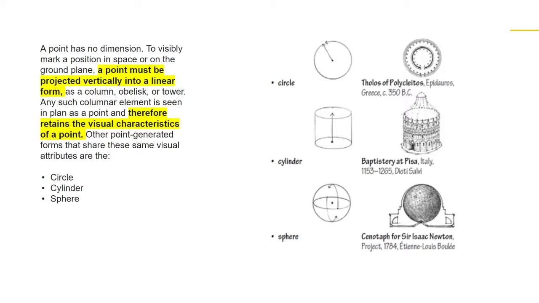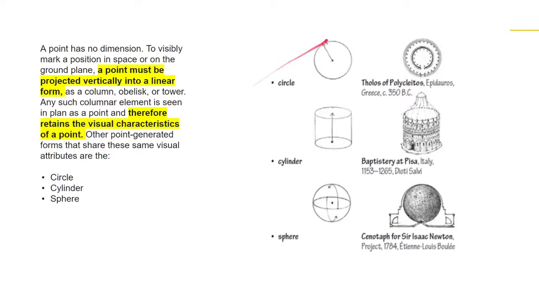So this is very prevalent in classical architecture. You can see this in columns, obelisks, or a tower. Any columnar element is seen in plan as a point and therefore retains the visual characteristics of a point. Other point-generated forms that share the same visual attributes are the circle, the cylinder, and the sphere. As you can see in columns, obelisks, and towers, you have a central point. Sometimes it's very visible when you look at it in plan view.